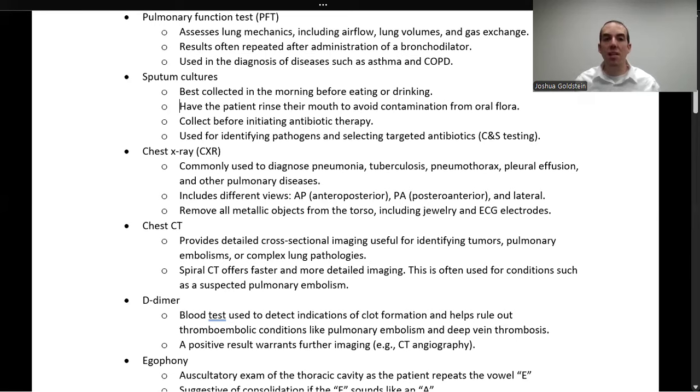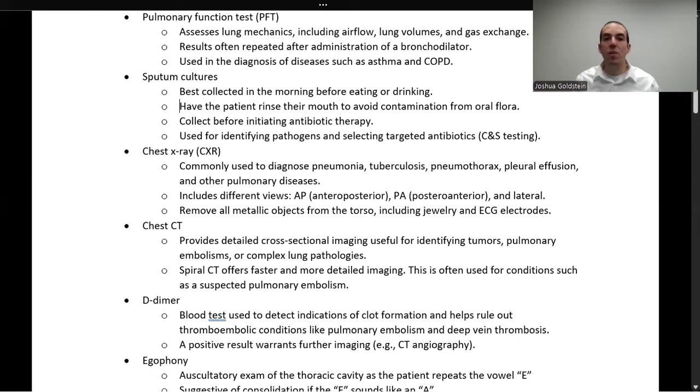There is another type of a chest CT. It's called a spiral CT. This one is often used for things like a pulmonary embolism, where we're looking for a blood clot. And then obviously a chest CT can be gotten with or without contrast, depending what we're looking for. And that's a little bit beyond what we need to know as an RN.